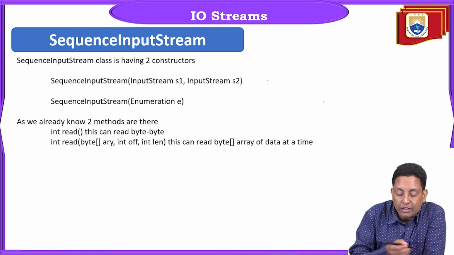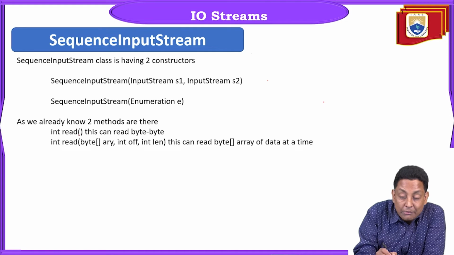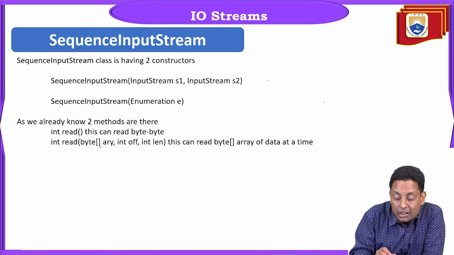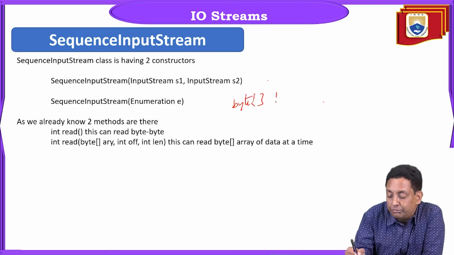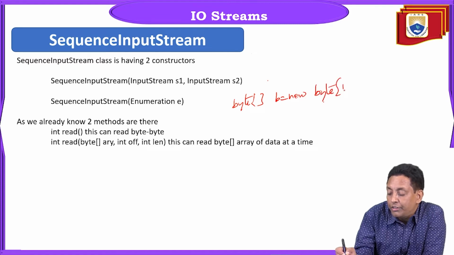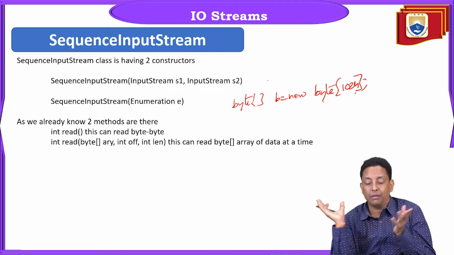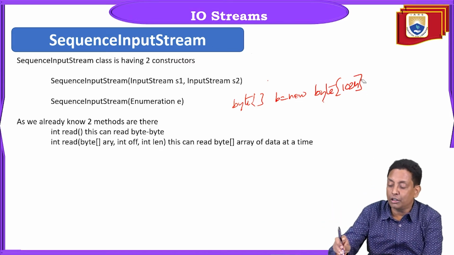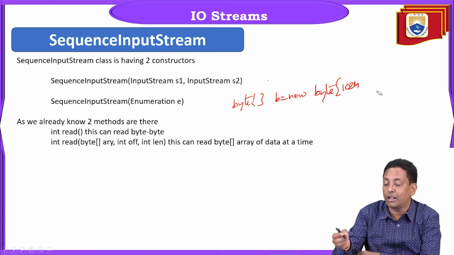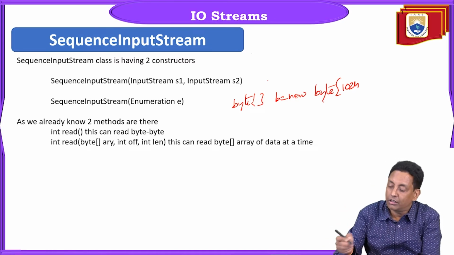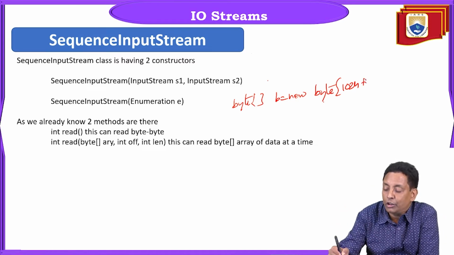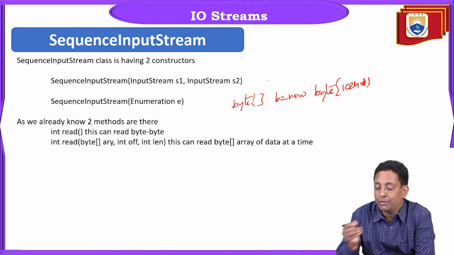In the sequence input stream class, one read method is given that will read byte by byte. Another read method is given that will take one byte array. Say, for example, you create one byte array, b is equal to new byte array of 1024 multiples, 1024 at a time, 1 KB. Suppose you want to read 10 KB, 20 KB, 50 KB, or 1 MB at a time.